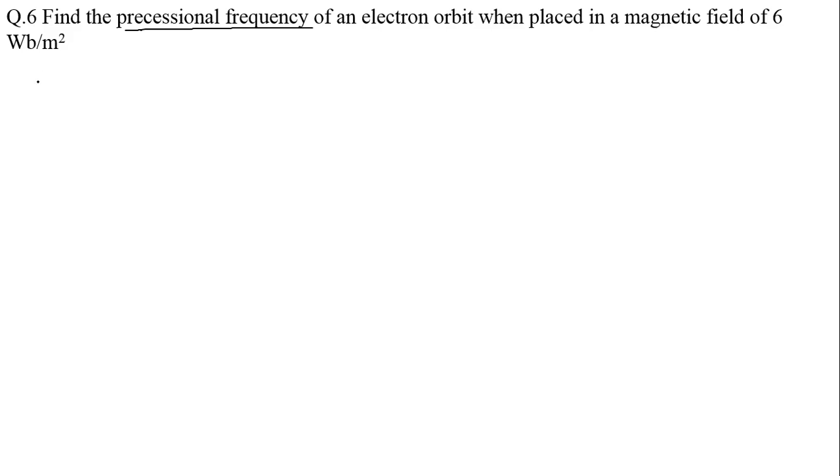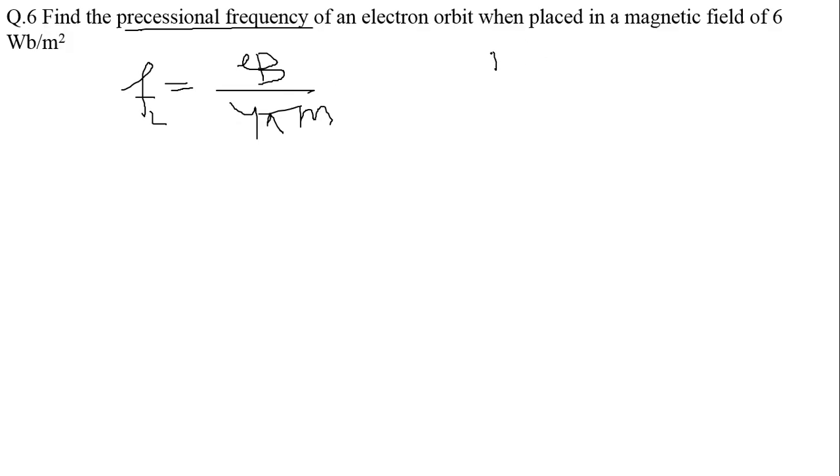Just a few minutes ago we were discussing Larmor precession, and the frequency of precession is given by Fl equals eB by 4 pi m, which is the frequency of the precession of the orbital magnetic moment around the magnetic field, due to the torque exerted on the orbital magnetic moment by the presence of the magnetic field. So this is the precessional frequency, eB by 4 pi m.